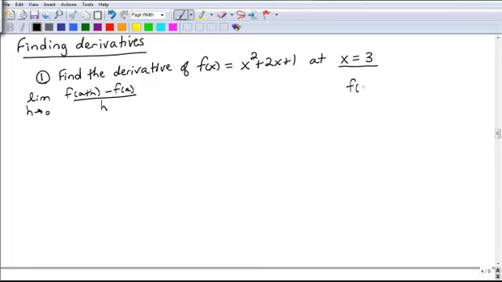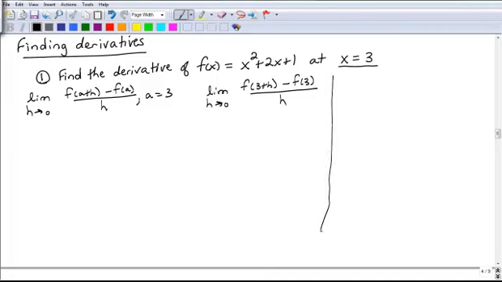F of a, in this case a is 3. So it's the limit as h goes to 0 of f of 3 plus h minus f of 3 over h. So we're going to figure out f of 3 plus h and f of 3. And that's what I'll do in this little space here.